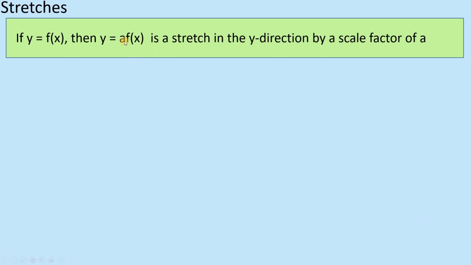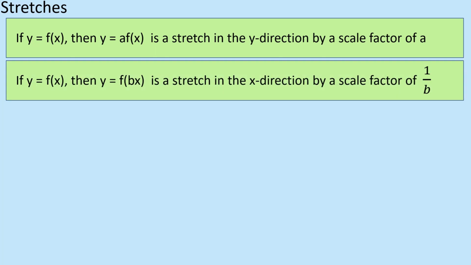If you've got the number outside, thinking about the idea of when I added something on the outside, it stretches in the y direction by that scale factor. So if I had 3x squared, it would be the x squared graph stretched in the y direction by a scale factor of 3. If your value is inside, and again, this is similar to what happened when I changed the value of x, then it is in the x direction this time around, but like the other one, it's kind of the opposite.